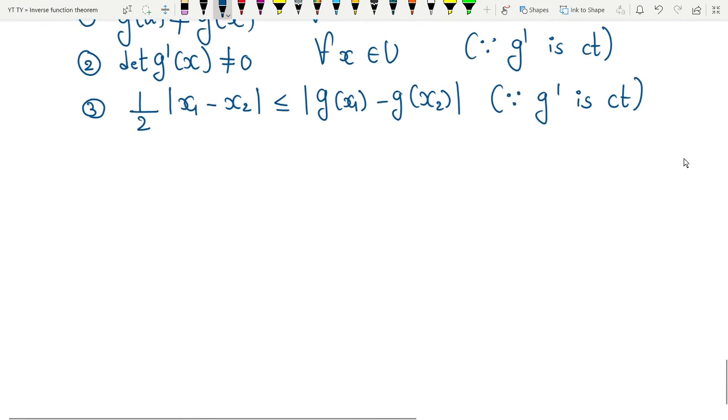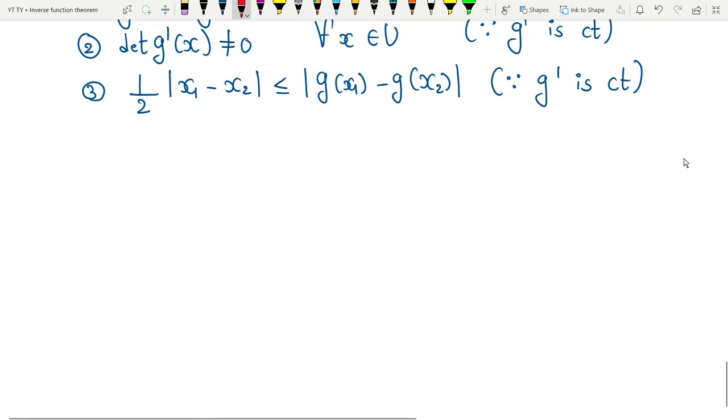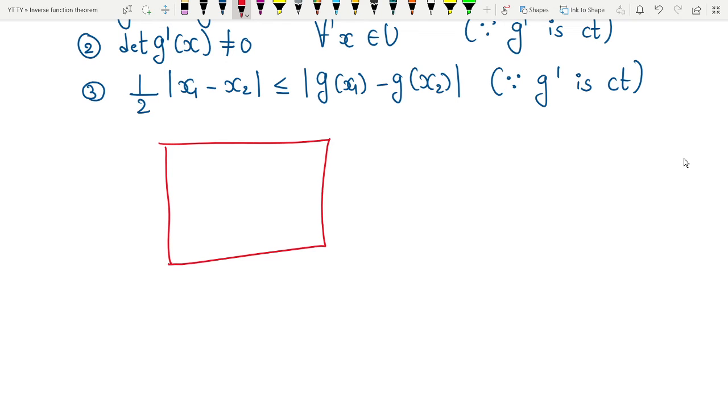So what I have is u. Let me just try to draw this. So this is my set, suppose u. I consider it as a rectangle. My a is over here. This is set u.